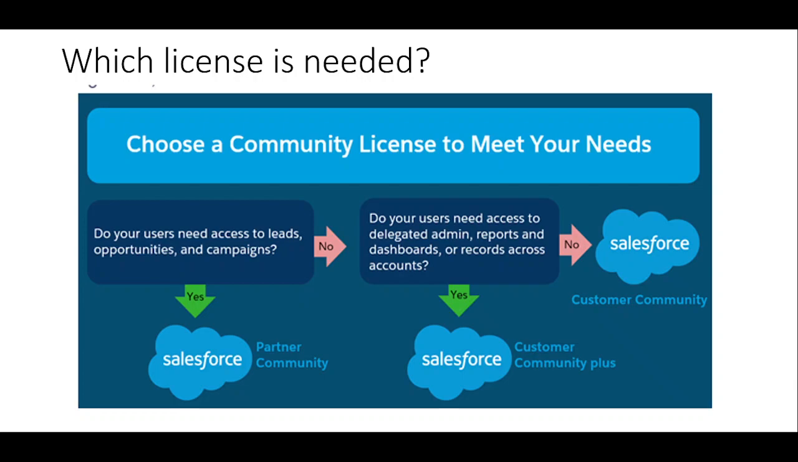So basically, in short, if I say which license you need, the first question is: does the user need access to leads, opportunity, and campaign? If the answer is yes, then go straight ahead with partner community. Don't even think about community plus, customer community plus, or customer community because they don't have access to lead, opportunity, and campaigns. If the answer is no, then you are left with only two choices: customer community and customer community plus. Then you just need to see if they need access to reports and dashboards. If yes, then you go with customer community plus. Otherwise, just go with customer community.